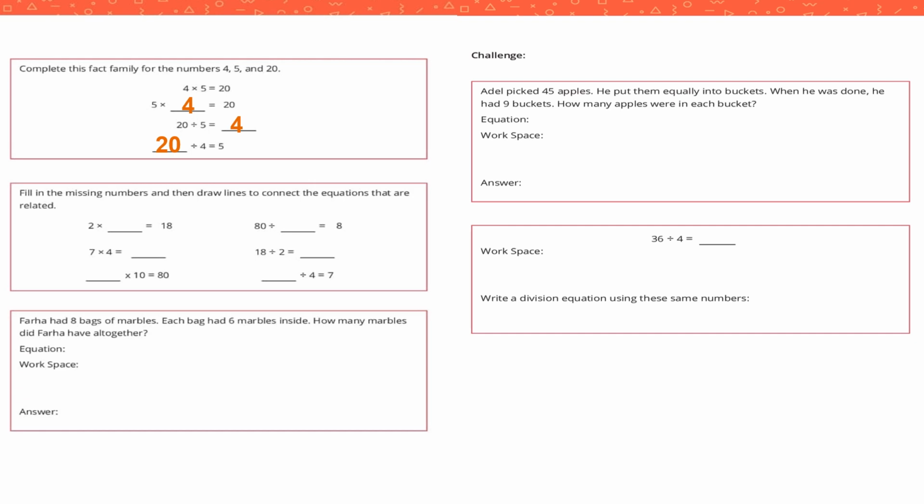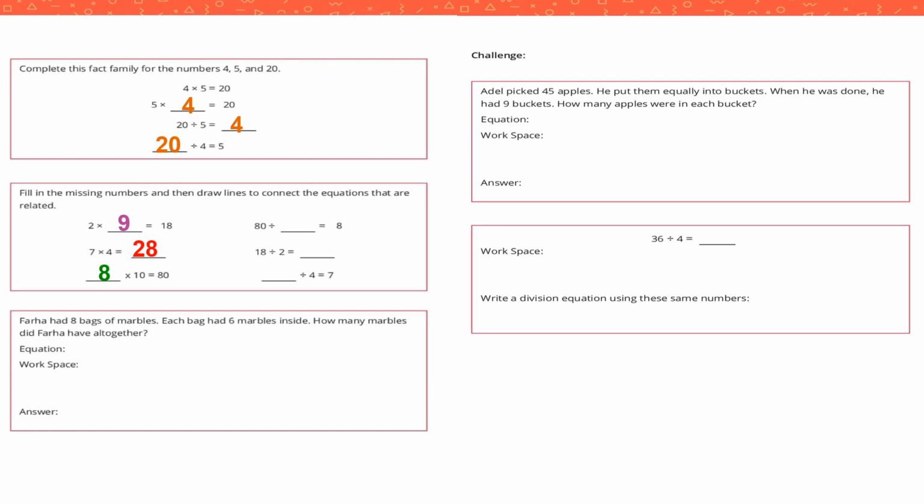Here, fill the missing number and draw lines to connect. The first equation, 2 times what equals 18? Sure, 9. 7 times 4, 28, from table 4. What times 10 equals 80? 8.